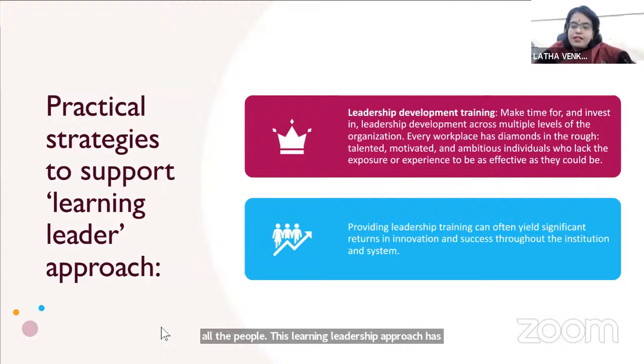And every workplace has diamonds in the rough, talented, motivated, and ambitious individuals who lack the exposure or experience to be as effective as they could be. So we need to polish the diamonds and make them shine so that they will be benefiting the patients and students. Providing leadership training can often yield significant returns in innovation and success throughout the institution and system.